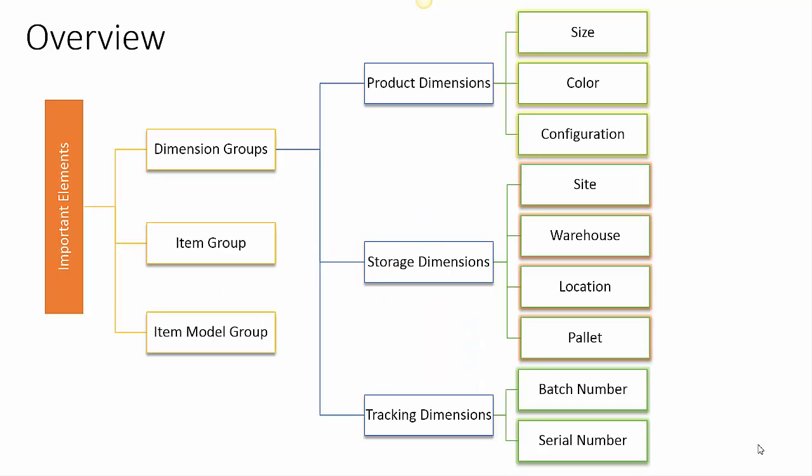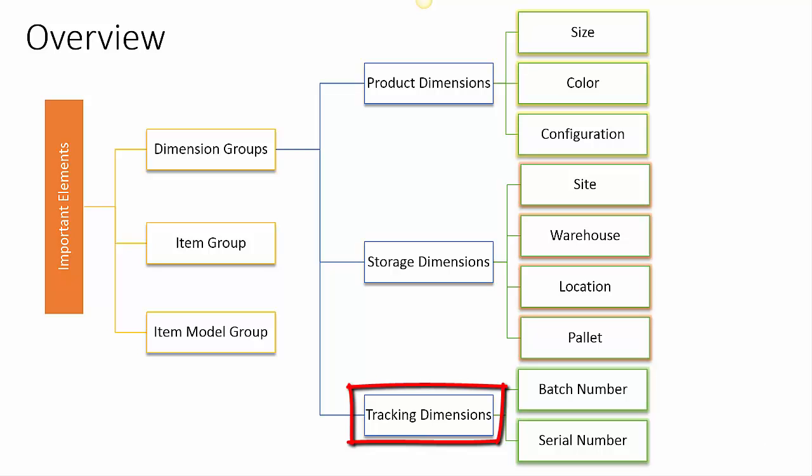Let us look at the overall picture of the elements to be set up. Dimension group consists of three groups: product, storage, and tracking dimension groups. Product dimensions group consists of mainly three product dimensions: size, color, and configuration. Storage dimension group consists of four storage dimensions: site, warehouse, location, and pallet. Tracking dimension group consists of batch number and serial number.